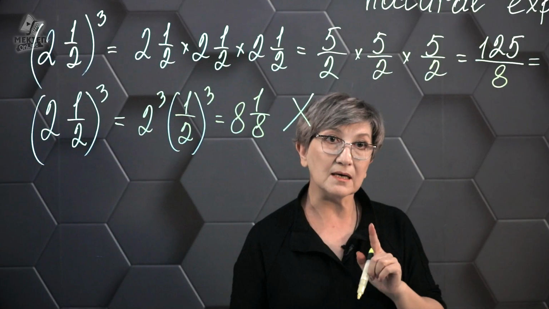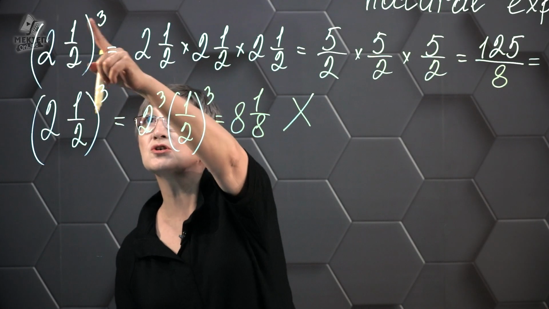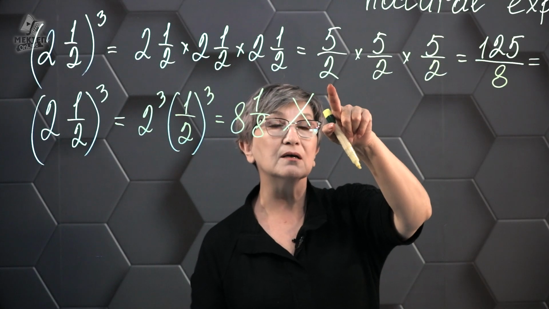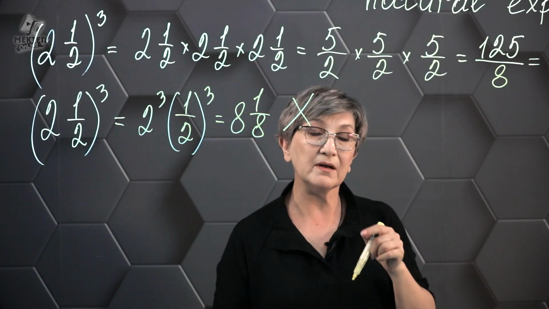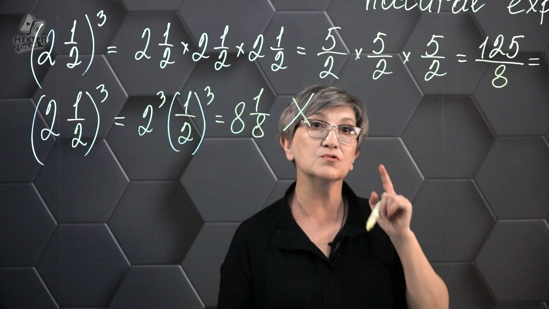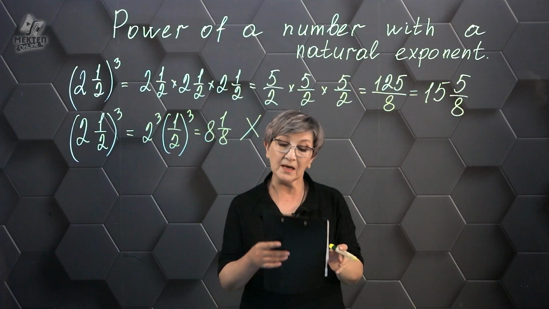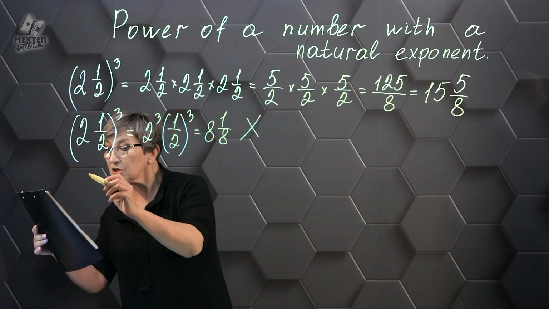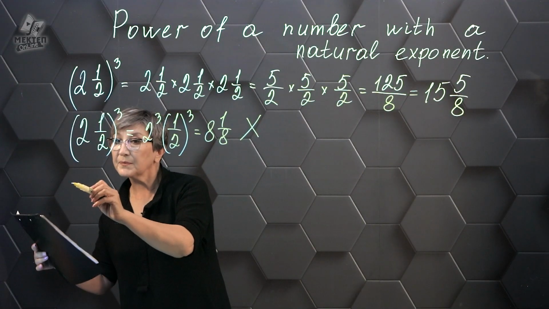You can't do that. In order to raise a mixed number to any degree, you must first write it down as an improper fraction and then perform the raising. Next task. Let's solve an example.